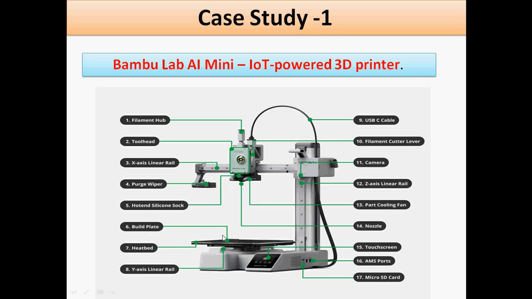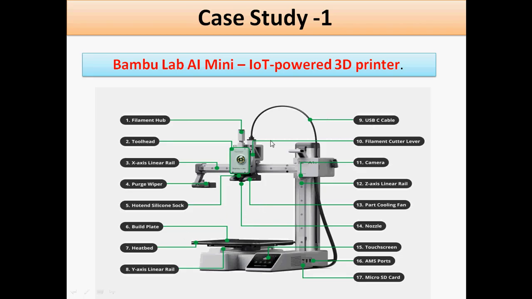Next is the build plate, where the object is printed. Then it is the heat bed. Then the y-axis linear rail, which is for moving in a linear way in the y-axis. So that is the formulation for x and y. Then movement in the z direction is also possible. That's why this column is useful for getting the height of the job.